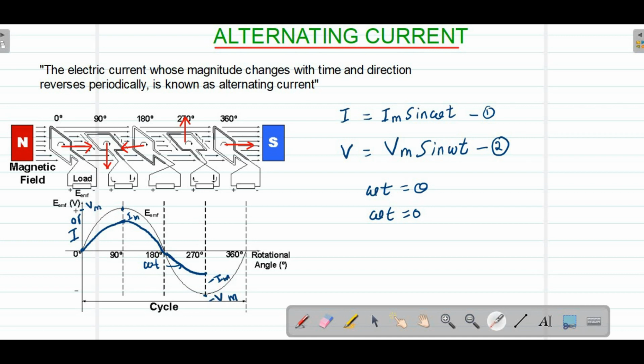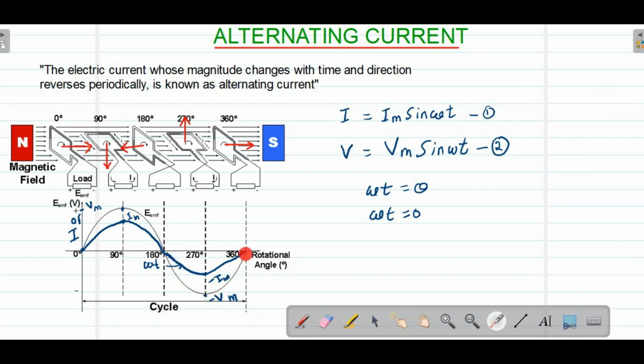That is, voltage goes from negative maximum to 0. At the same time, current also decreases to 0. This is called one cycle of AC. In this case, in the first half rotation of the armature coil, this much part of the graph is formed. Okay, this is the positive half cycle of the AC, and an equal negative half cycle is formed during the next half rotation.